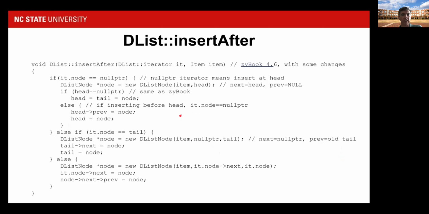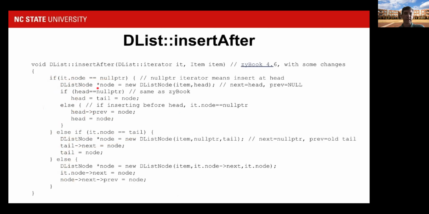Okay, if we write all this out, then I basically have these three cases. The first case is if I have a null iterator, it means if it.node is null pointer, that means I'm inserting at the head. And so this code takes care of inserting at the head. If the iterator is equal to the tail, that means I'm inserting at the tail. And else, it means I'm inserting in the middle.